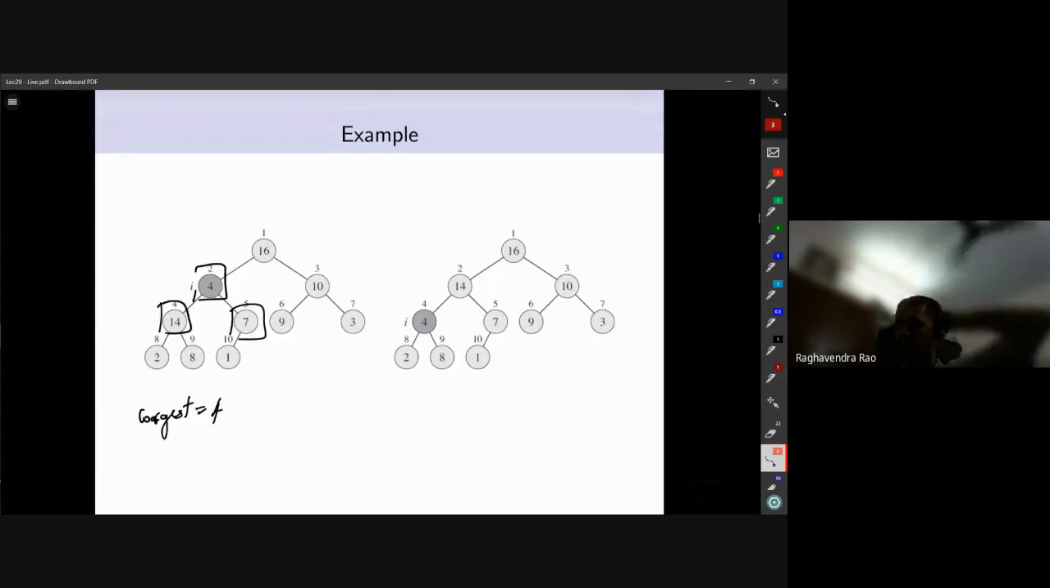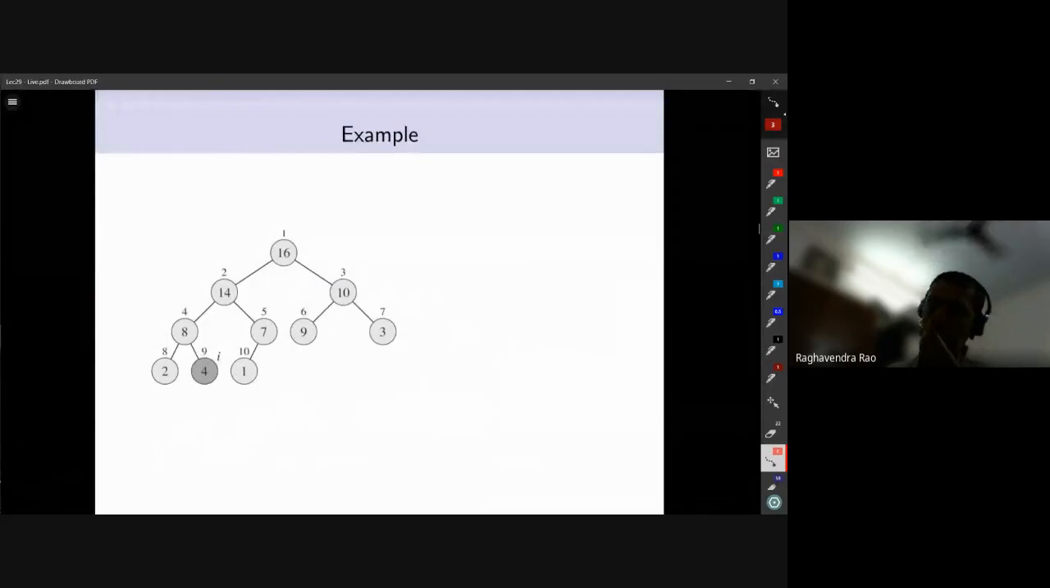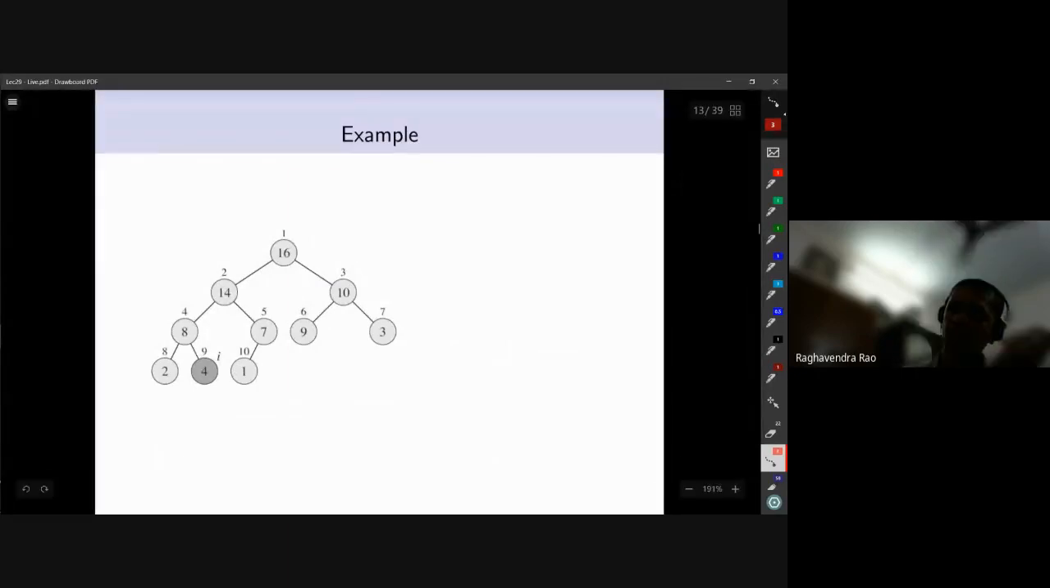Is the procedure clear to everyone, particularly those who are seeing it for the first time? The only thing here is there is a chain reaction. But the chain reaction happens only on one side, because you are swapping the value at only one, so the chain reaction happens only at one side. If you look at this, this now satisfies the heap property.